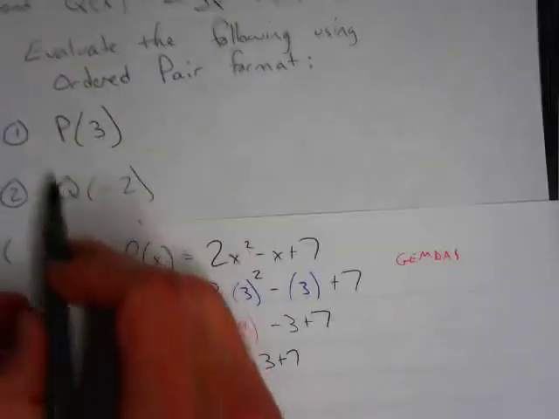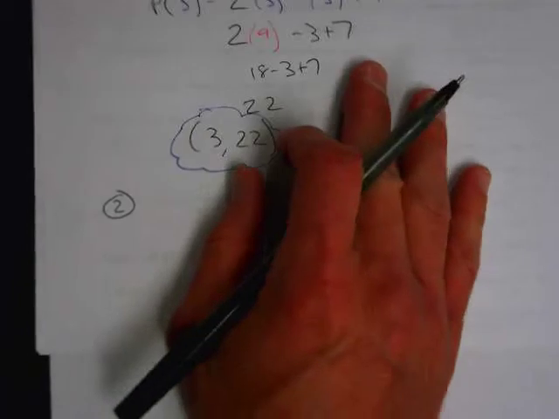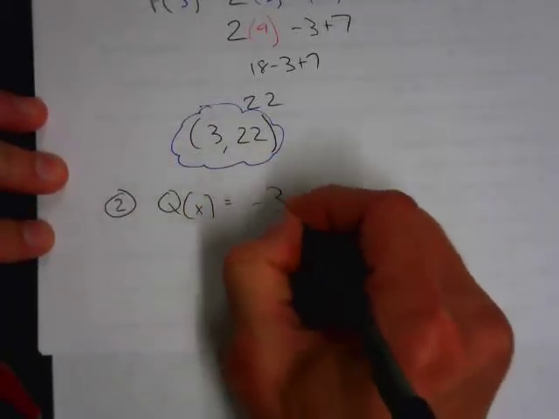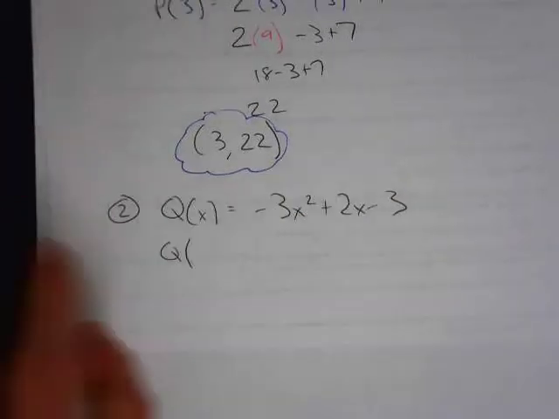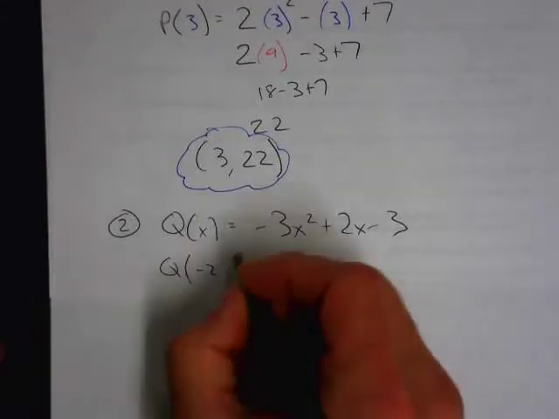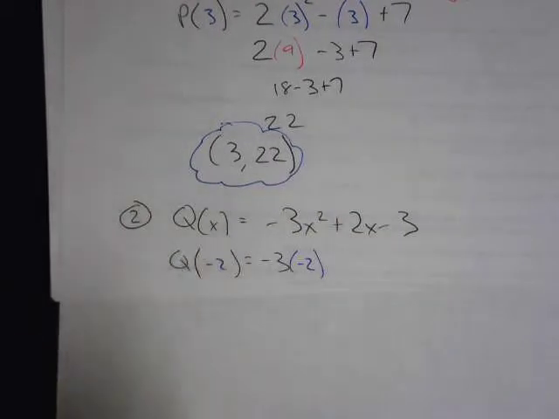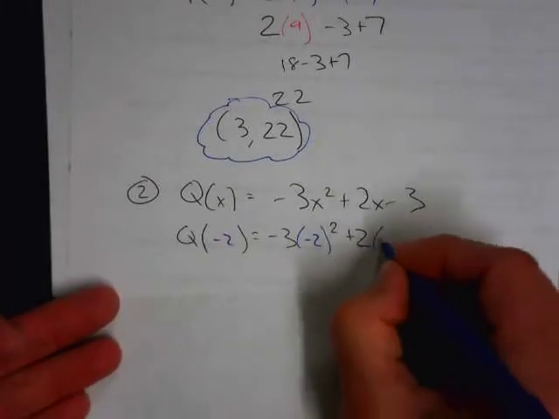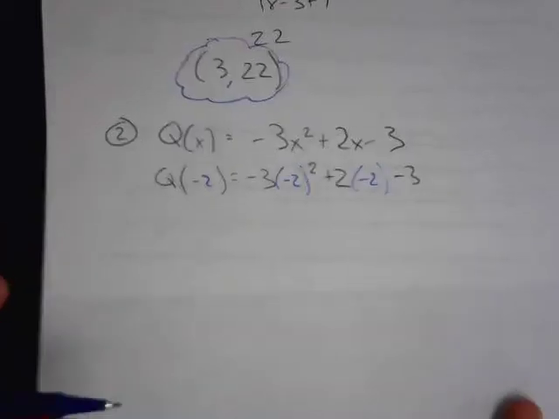Number 2, the question is asking what is q of negative 2. And so we're going to use the q function. And we saw from the beginning that q of x is negative 3x squared plus 2x minus 3. So q of negative 2 just means we're going to substitute negative 2 for x and then use order of operations. And again, remember, the only thing that's changing is the variable. Everything else remains the same. Okay, and that's going to involve some sign work.